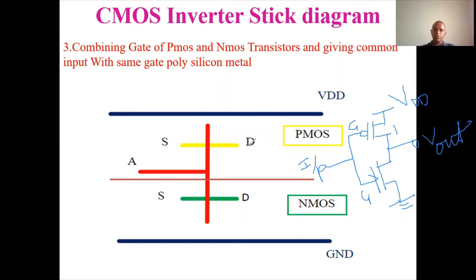Okay, so now what I have to do here, I have to make these two shorted. These two will be connected, and we are going to apply an input to that one, the gate. Okay, so this part is over for us. So that is combining the gate of PMOS and NMOS transistor and giving common input with the same gate polysilicon metal.